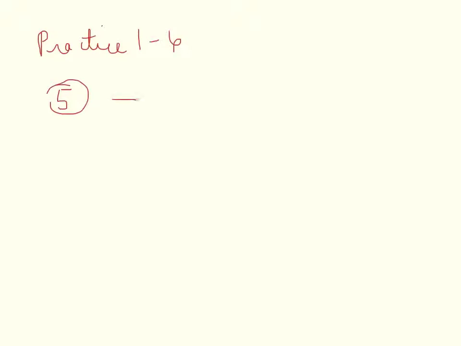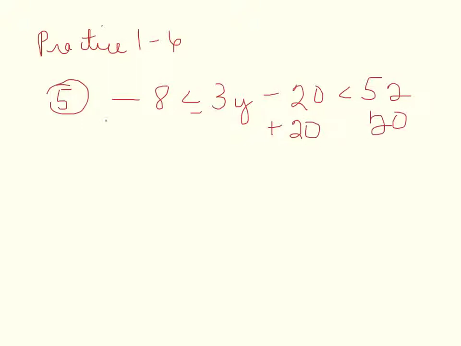Number 5, -8 is less than or equal to 3y minus 20, is less than 52. Okay, so this is a compound inequality, and we know this is an and one, because we have two different inequalities. So we're going to do this just like we did all the others. I want to solve for y. So I'm going to get rid of this 20. But instead of just adding 20 to one side, we also have to do it over here.